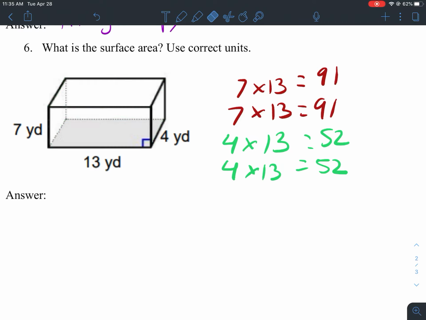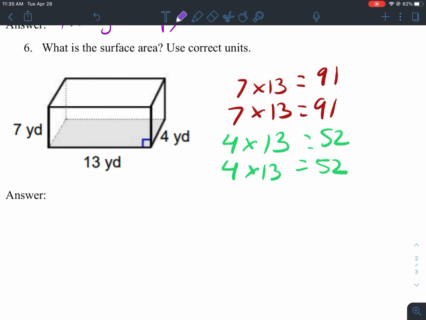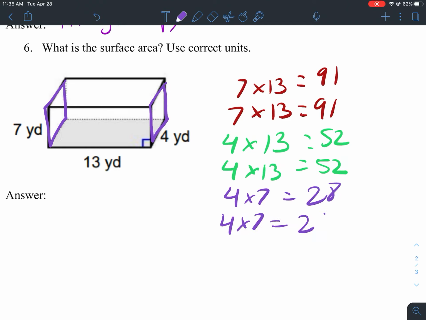And then the last is going to be the right and the left. I want a different color, so I'll do purple. The dimensions of the right and the left are 4 and 7. So 4 times 7, 4 times 7, we get 28 and 28, and then 91 plus 91.